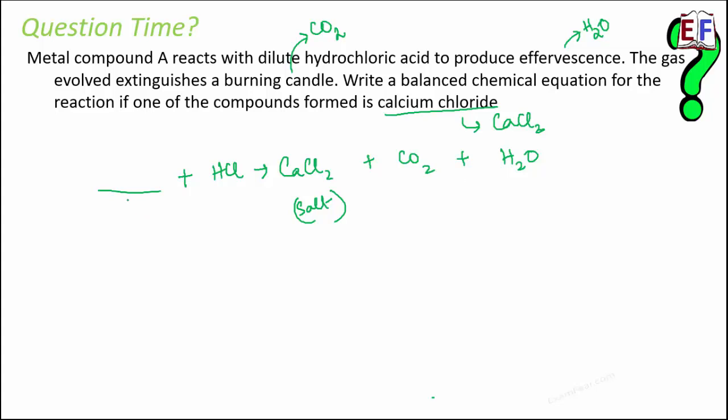So that obviously means that this has to be a metal carbonate or a metal bicarbonate. Now the only metal which is involved here is calcium. That means this has to be a carbonate or bicarbonate of calcium. So this has to be either calcium carbonate, CaCO3, or calcium bicarbonate, that is Ca(HCO3)2. So these are the only two options which will fit in this case.